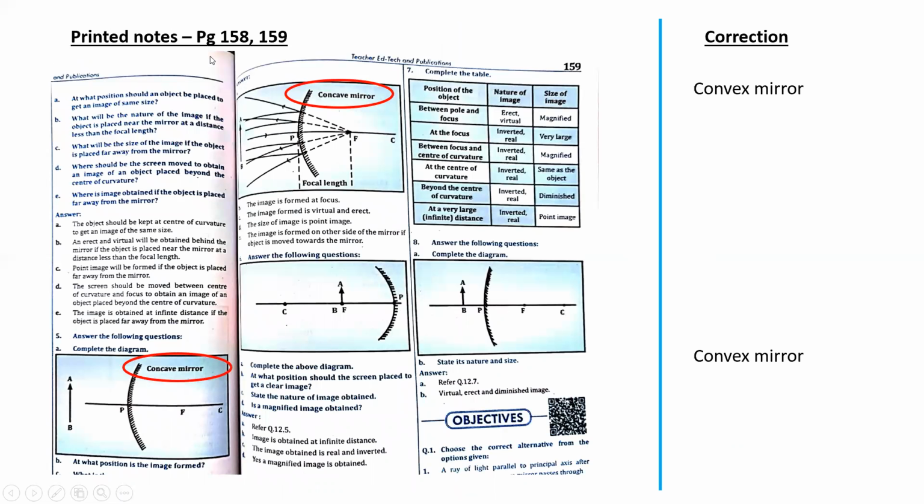Next, go to page 158 and 159. There are two diagrams given there. If you look at the labeling of the mirror, it is mentioned as concave mirror. The correction is, it is a convex mirror. In both these diagrams, it is a convex mirror.